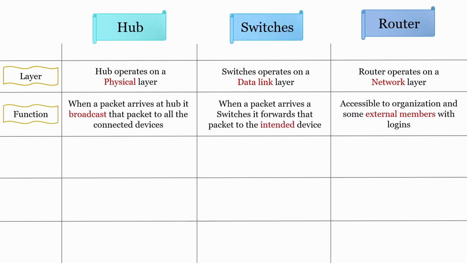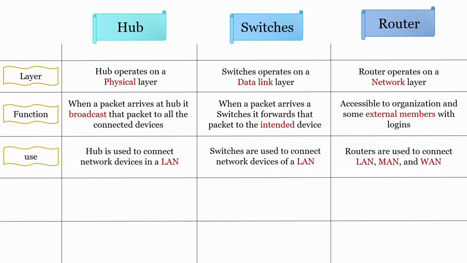If we talk about the function, when a data packet arrives at hub, it broadcasts that data packet to all the connected devices. However, when a data packet arrives at switch, it forwards the data packet to the intended destination port only. And when a data packet arrives at router, it identifies whether the packet is meant for its own network or not. If yes, it accepts that data packet. If no, it forwards the data packet to another network.